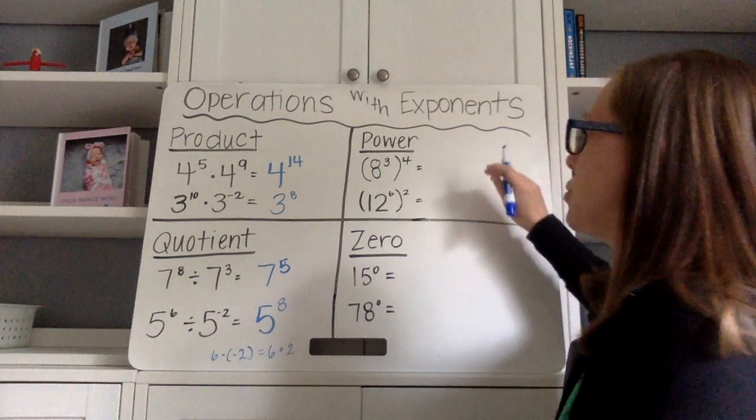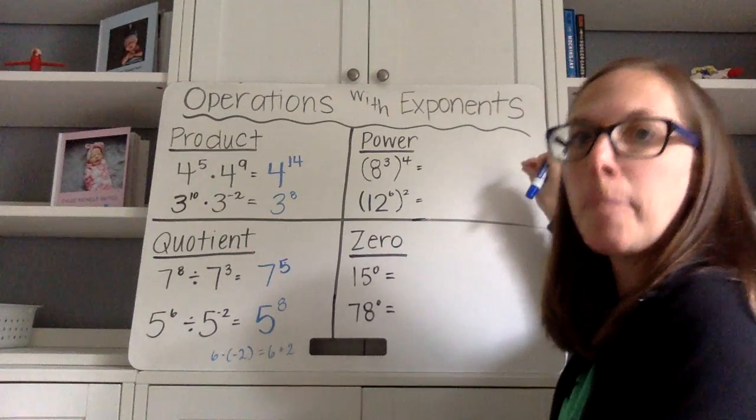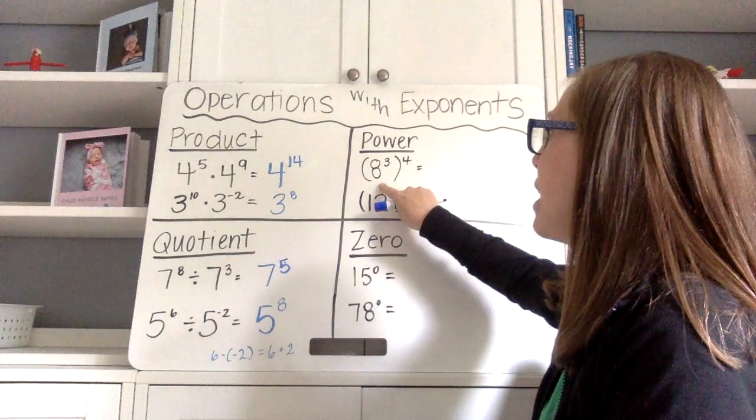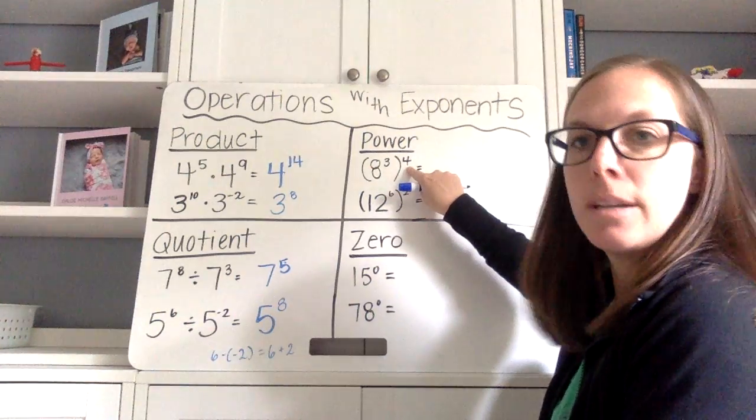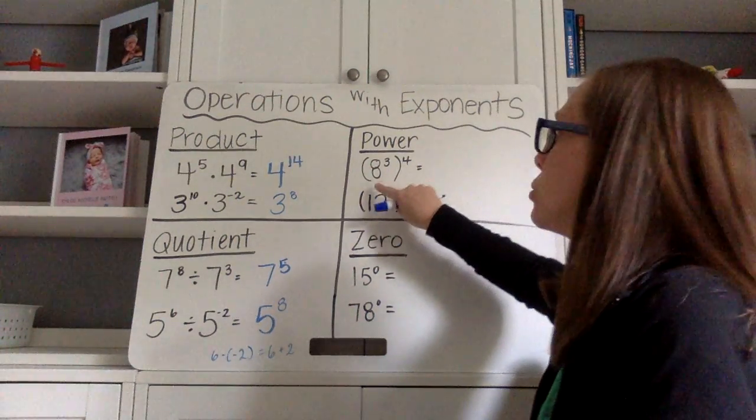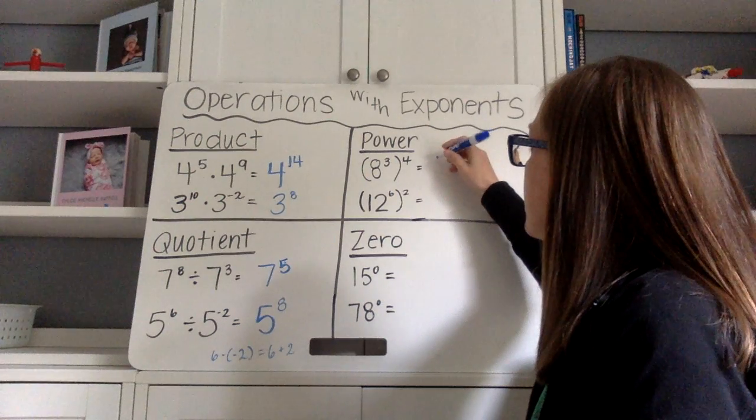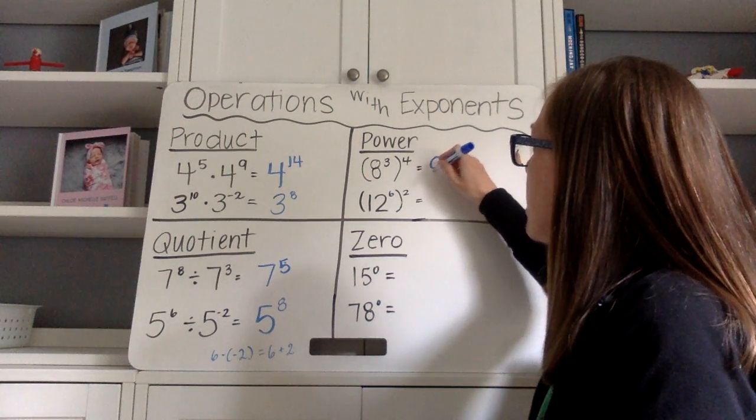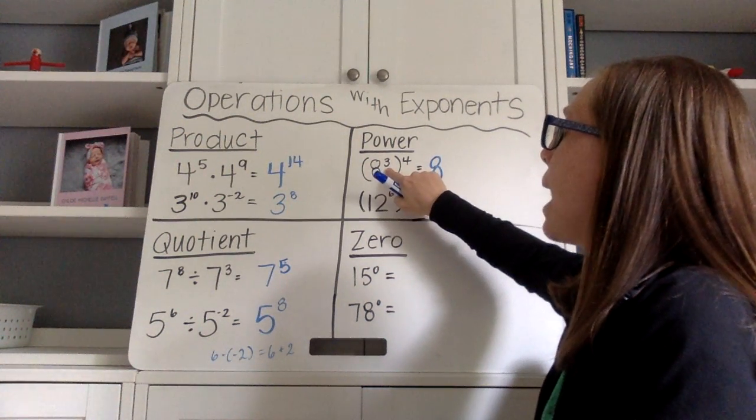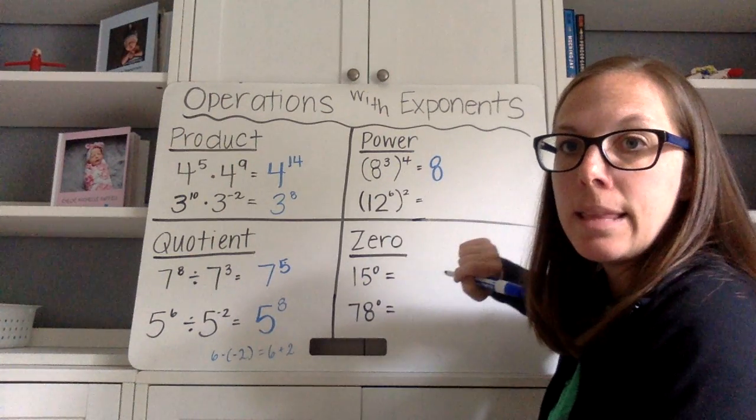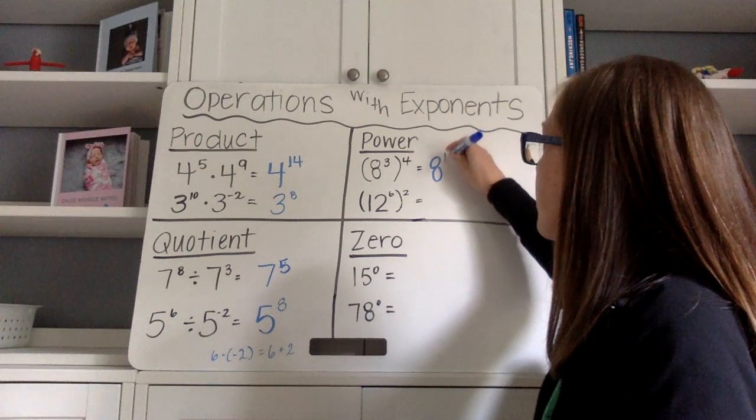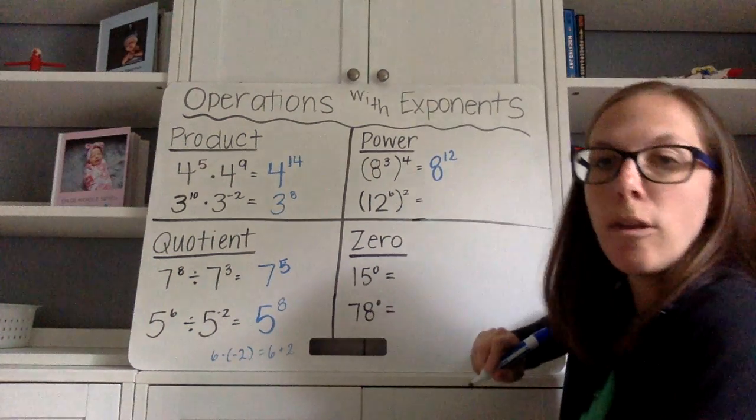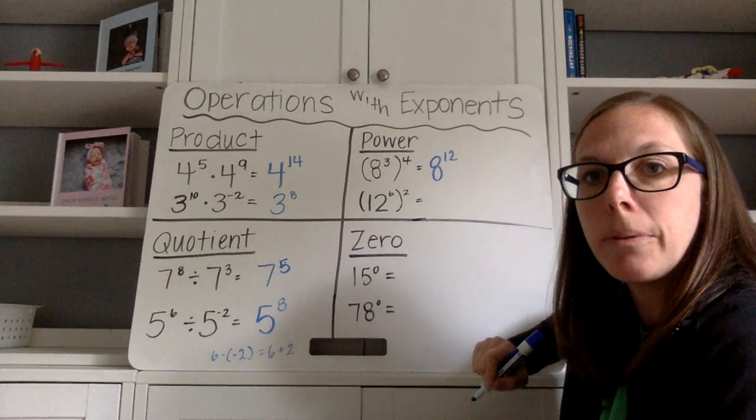Now we're going to move on to the power of a power. So this is where we have 8 to the 3rd, and then that whole thing is raised to the 4th power. So when I think about this, my base is going to stay the same, so my base is going to be 8. Now I multiply the exponents. So 3 times 4 is 12. My answer is 8 to the 12th.